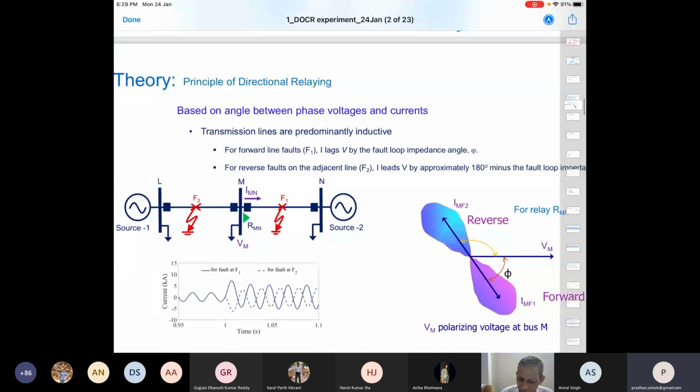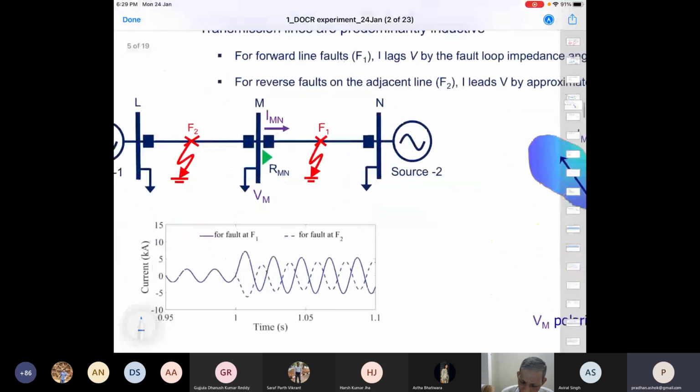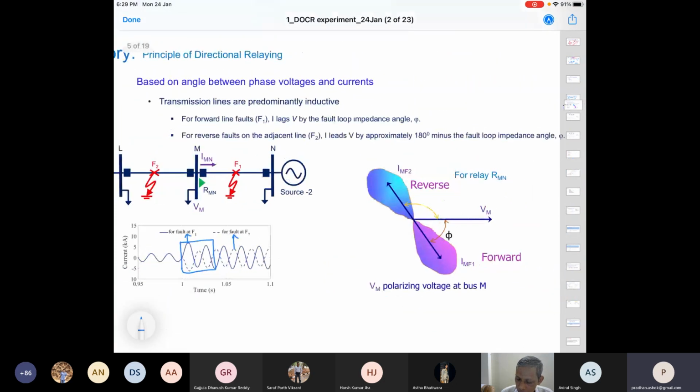In this system, if we see this corresponding waveform here, the solid one is for the F1 fault, the forward fault, and the dotted line is for the F2 fault. For the same voltage and current, they are almost out of phase, a 180 degree kind of thing, and that was reflected in the earlier discussion. If the voltage at this bus is the reference, then the lagging current is the forward fault, and the leading current is the reverse fault.